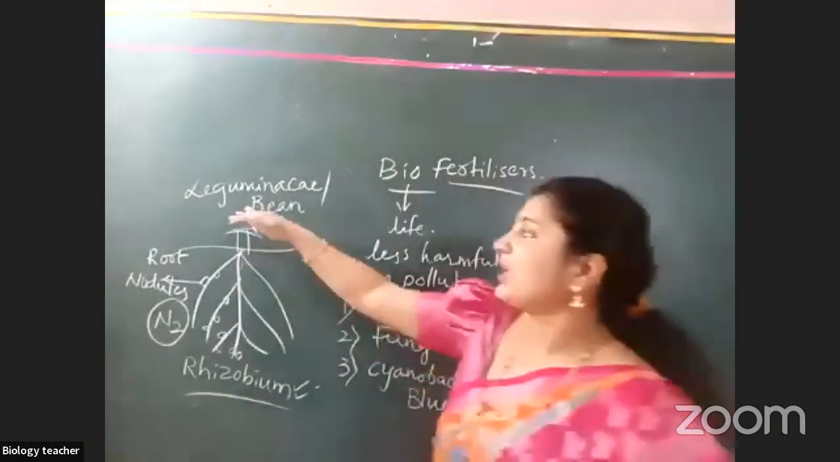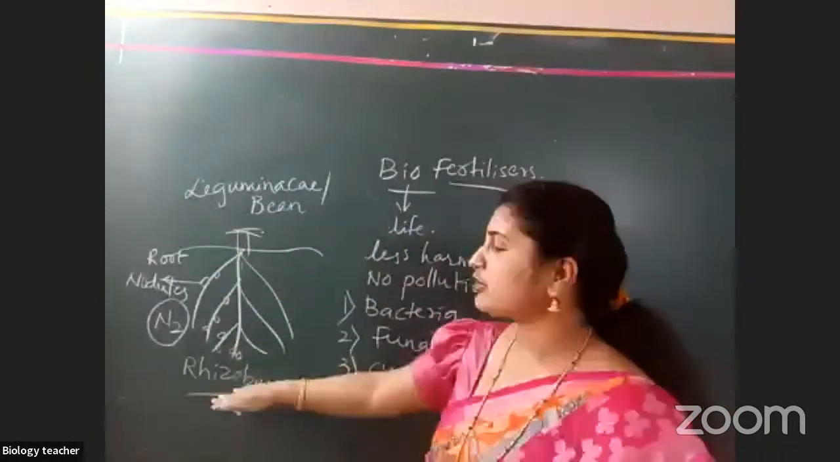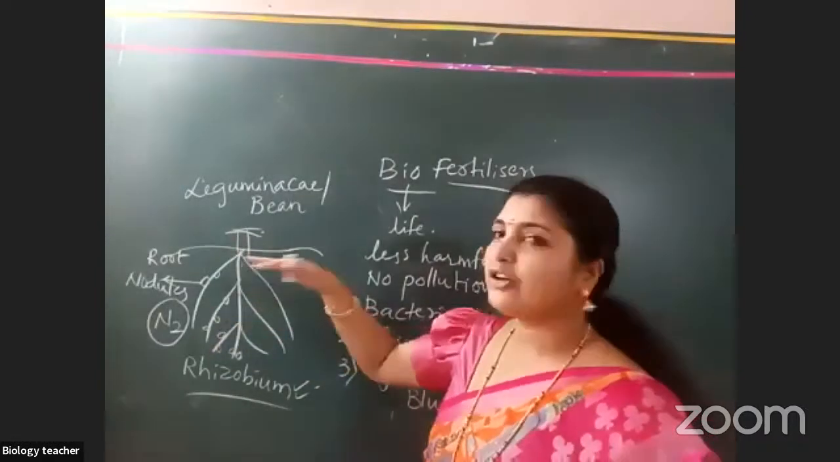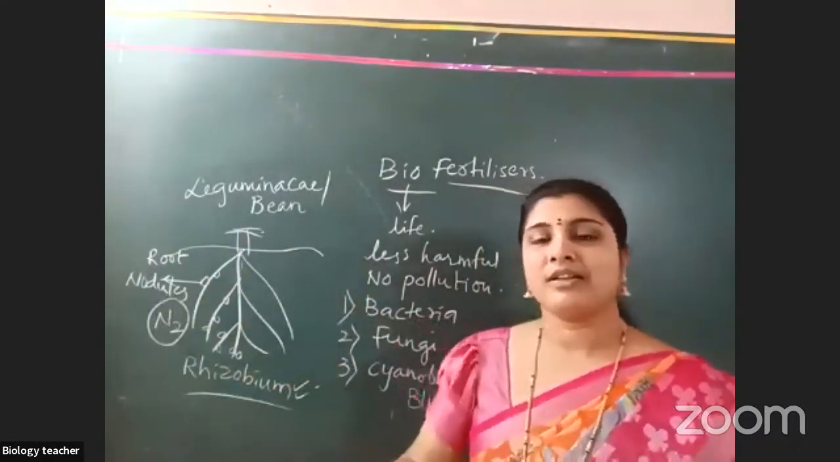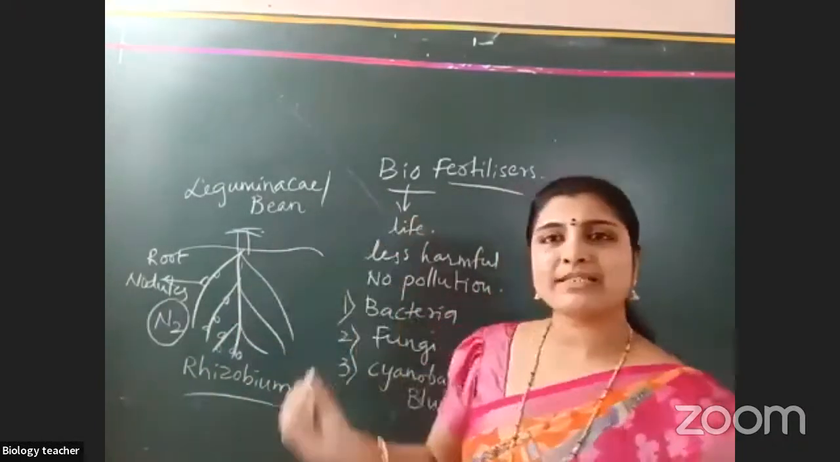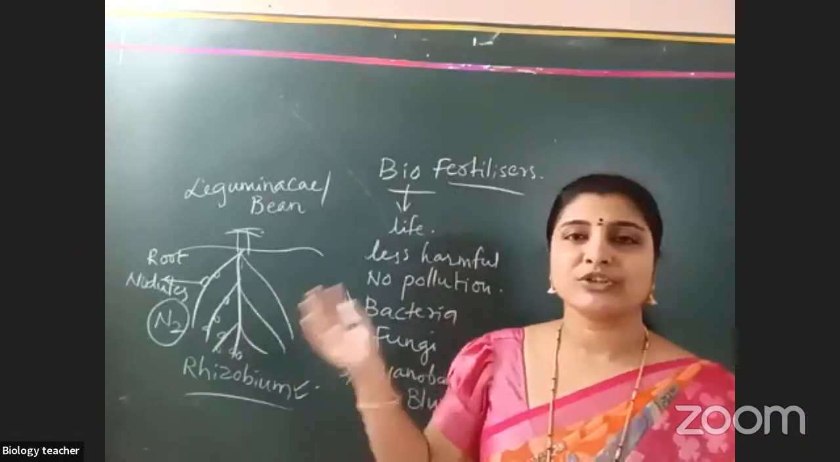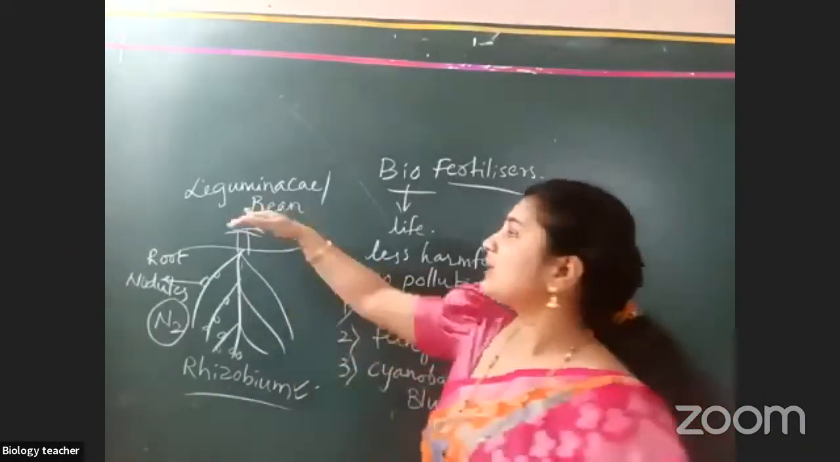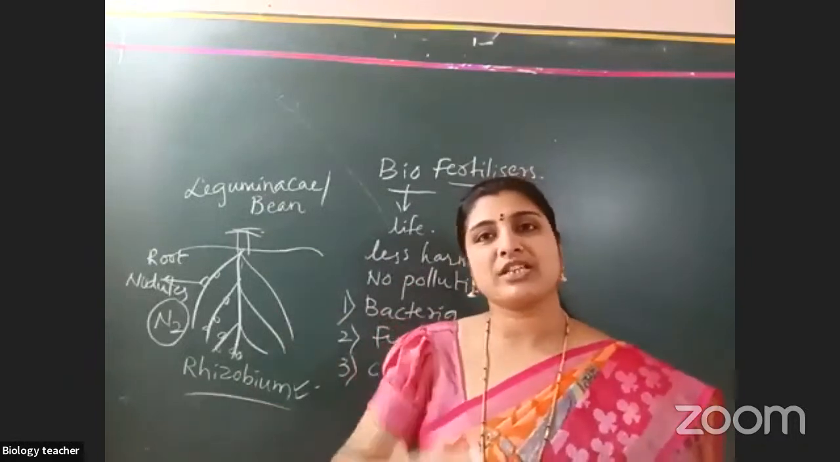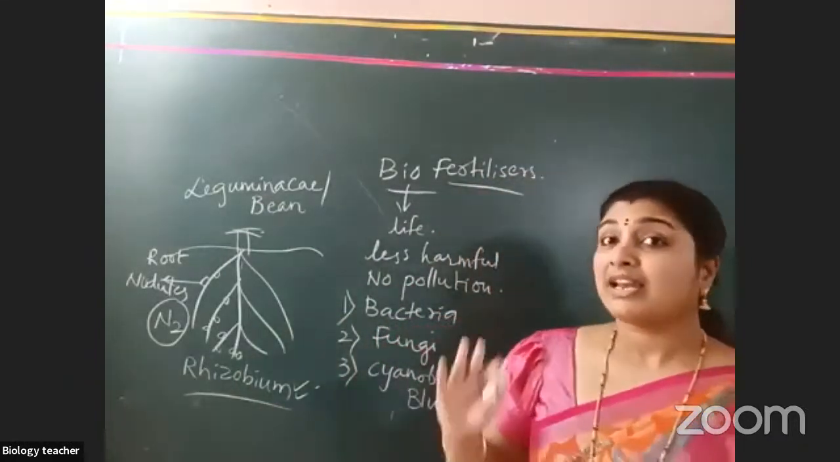They will cut up to here only and leave the remaining part. Actually, rhizobium is present on the root nodules. Nitrogen is also present here. So what do they do? They will plug it again into the soil, because nitrogen is present inside the soil only. If we remove it, what happens? Nitrogen also gets removed. So what will the farmers do? They will cut up to here and plug it back into the soil. So nitrogen is always present inside the soil.